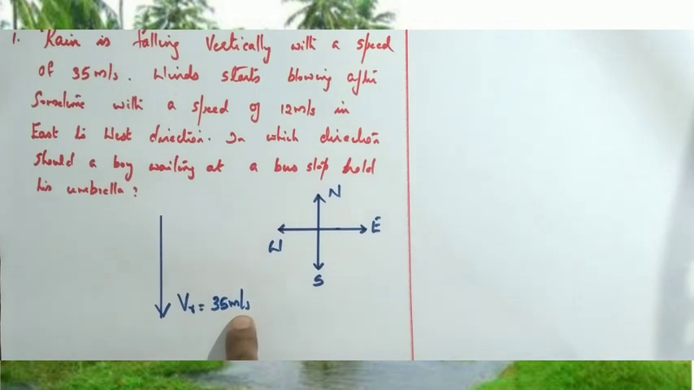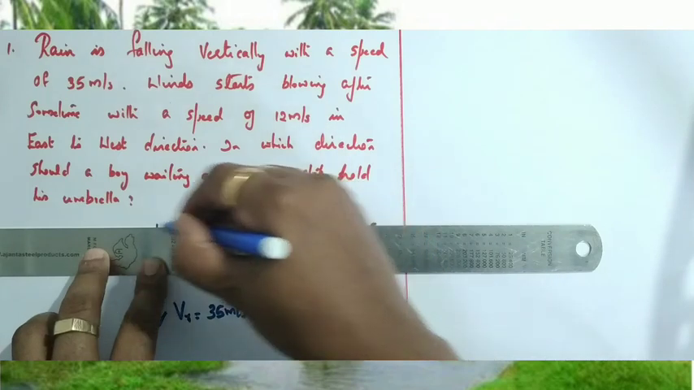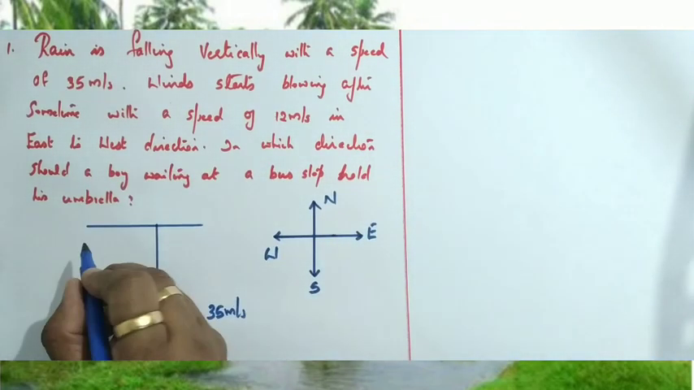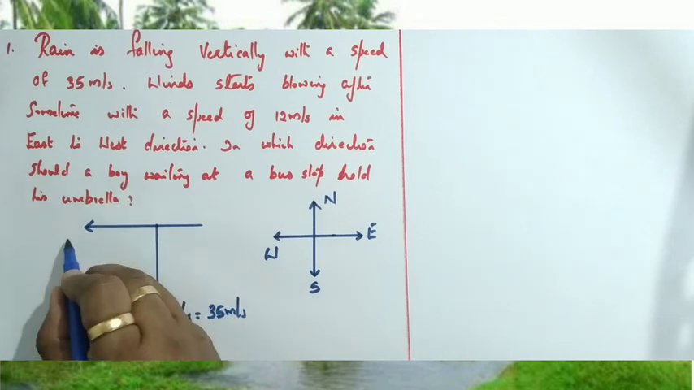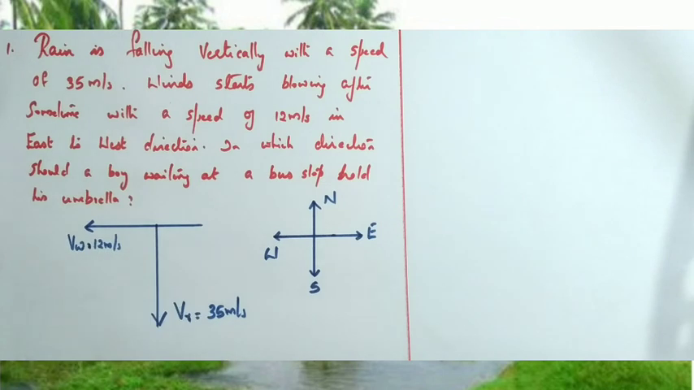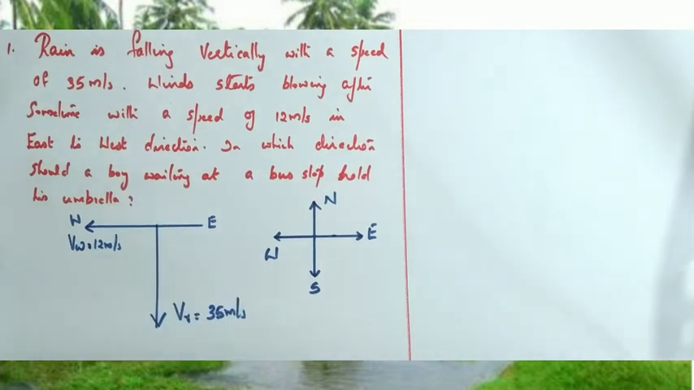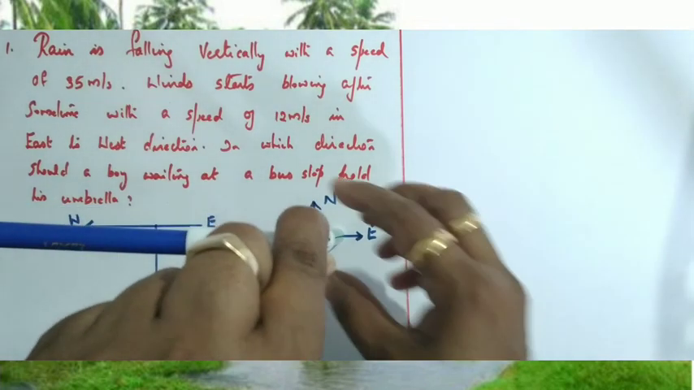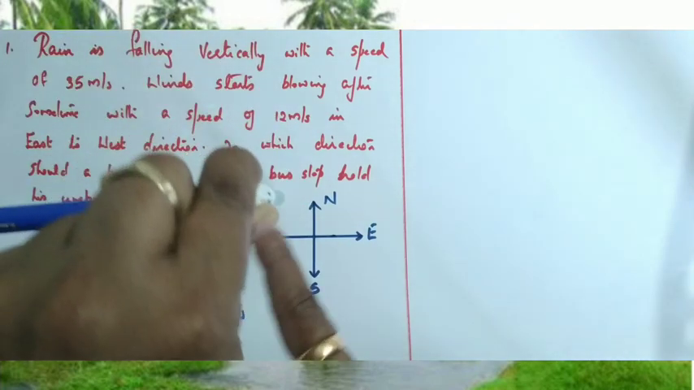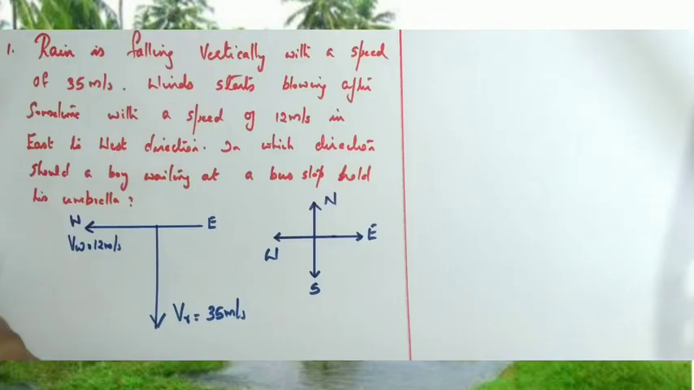Now, wind starts blowing after some time with a speed of 12 meter per second in east to west. So, this is the direction of wind, east to west. Clear, children? So, the velocity of wind is equal to 12 meter per second. This is the east to west direction and this is the downward direction. This represents the direction of rain and this represents the direction of wind.